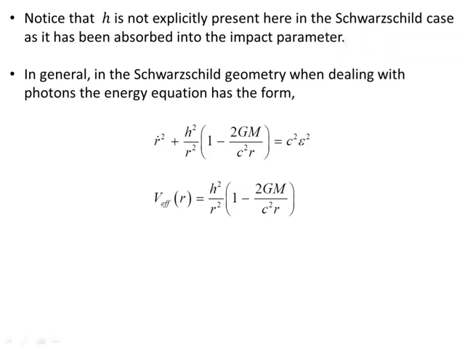But normally, in general, in the Schwarzschild geometry, when dealing with photons, the energy equation has this form, where h explicitly appears and the total energy over here. So the effective potential becomes h squared over R squared times all that. When we resort to using the impact parameter, this h squared is absorbed into the impact parameter. But then the effective potential that's produced, you need to be careful in interpreting it. That's it.